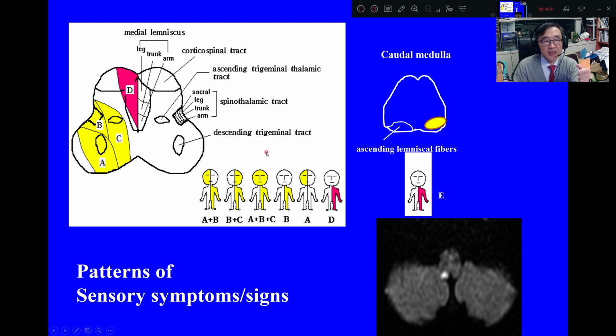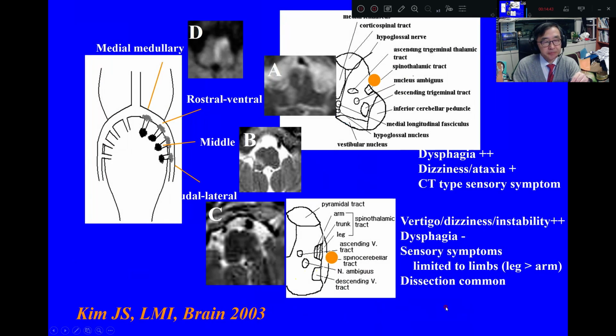And we also see in patients with a very low lesion, it will produce ipsilateral sensory symptoms, some tingling sensation on the hand, something like that, because this lower lesion may involve the lemniscal tract before it crosses to the opposite brain. So this is also one of the sensory manifestations of a lateral medullary infarction.